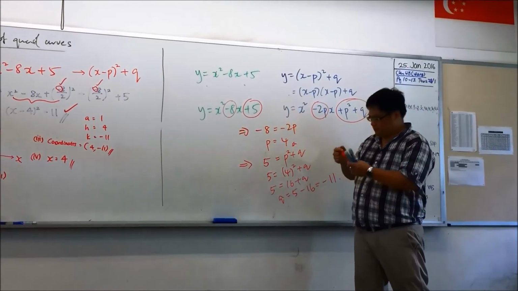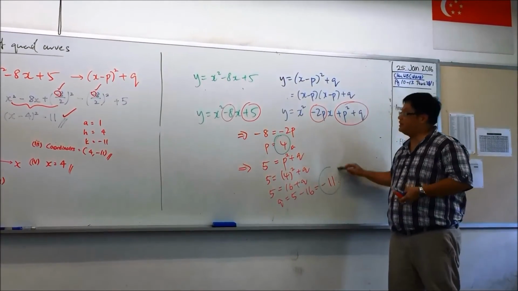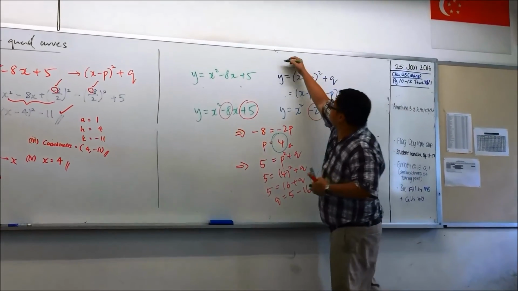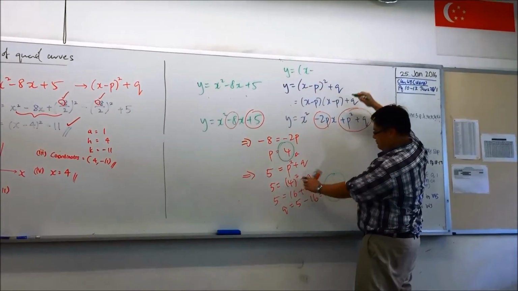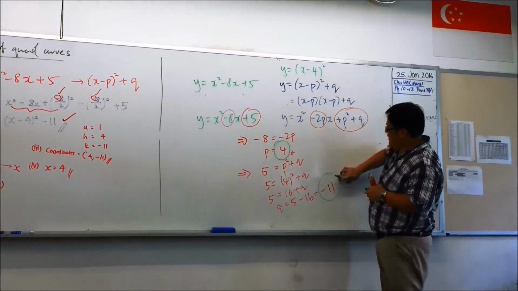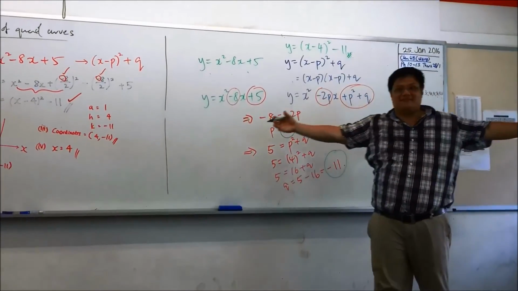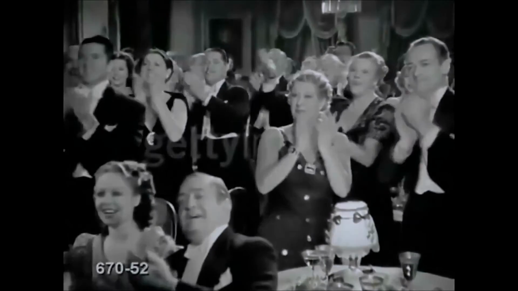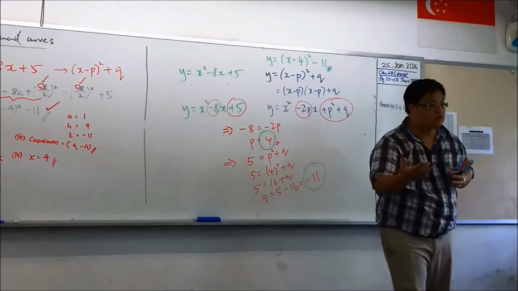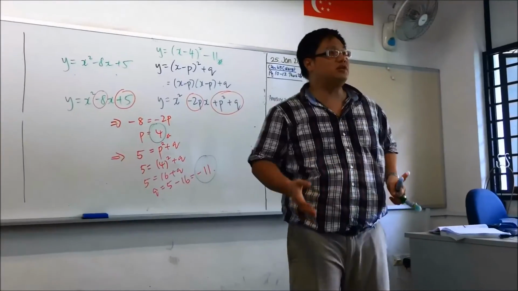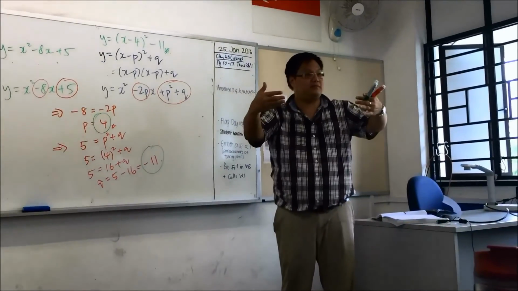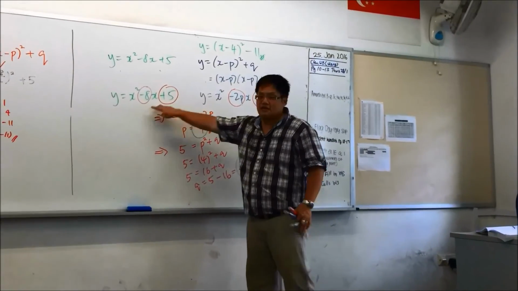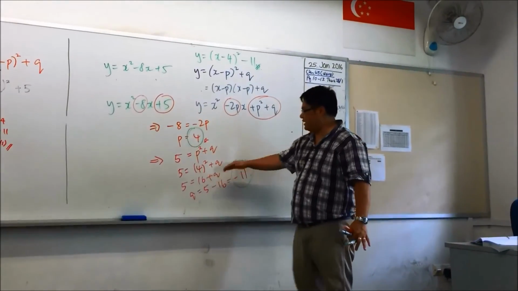So that tells me p is 4, q is negative 11. So if I plug it back in here, what do I have? I'll have y equals (x minus 4) squared minus 11. Ta-da! This is called a comparison approach. This approach basically uses your expansion. And then after you expand, you compare them: coefficient of x squared with coefficient of x squared, coefficient of x with coefficient of x, constant term with the constant term. And then we get p and q.